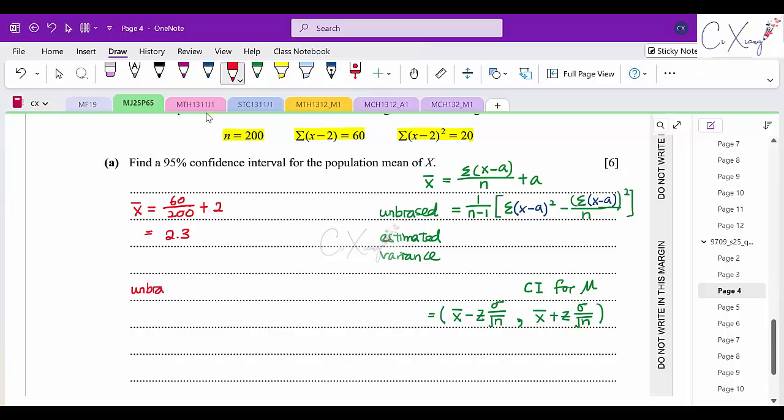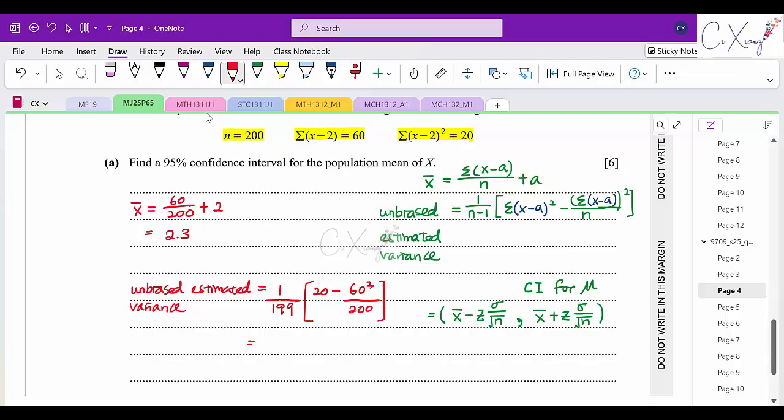After that, I want to get the unbiased estimated standard deviation. Maybe I put variance first, then later in the calculation for the confidence interval, only I change it to standard deviation. For this case, I will have 1 over n minus 1, which is 199, times the summation of x minus a squared, which is 20, minus the summation of x minus a, which is 60, squared, divided by n, which is 200.